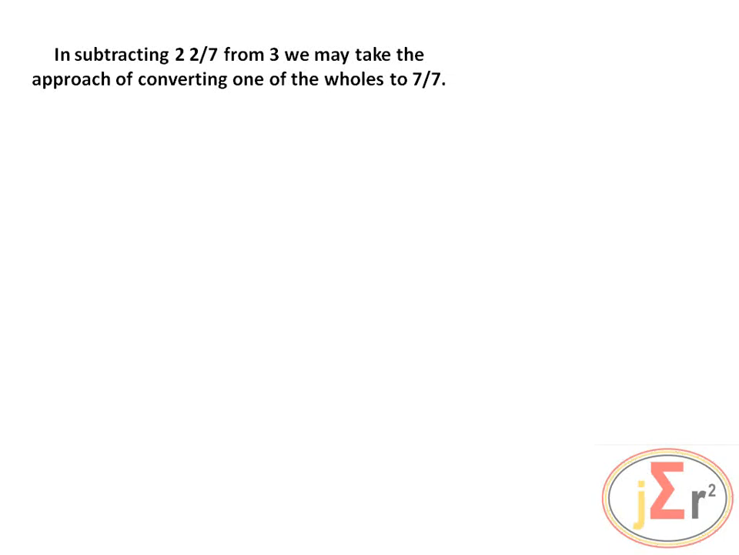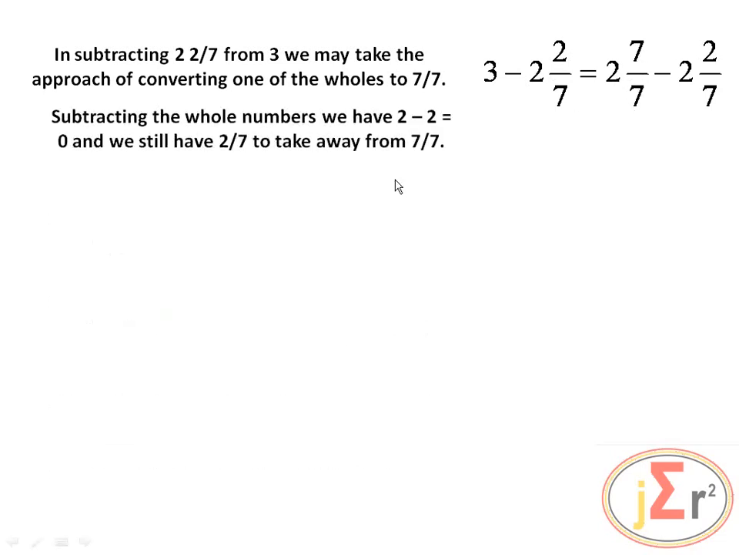In subtracting 2 and 2/7 from 3, we may take the approach of converting one of the whole numbers to 7/7. So we have 3 minus 2 and 2/7. This 3 is written as what? 2 plus 1. But that 1 is written as 7/7. Subtracting the whole numbers, we have 2 minus 2 is 0, and we still have 2/7 to take away from 7/7.